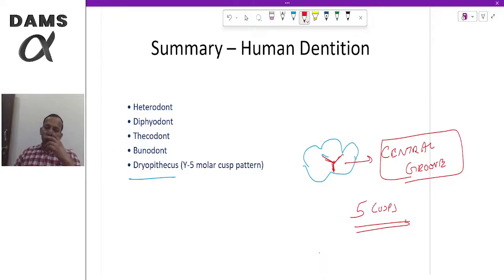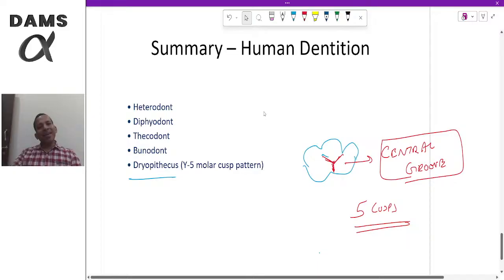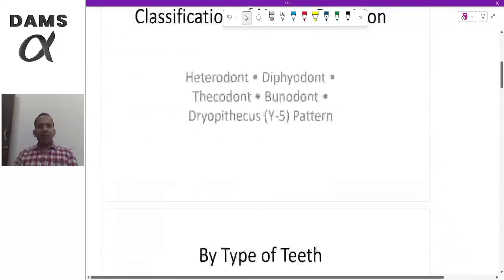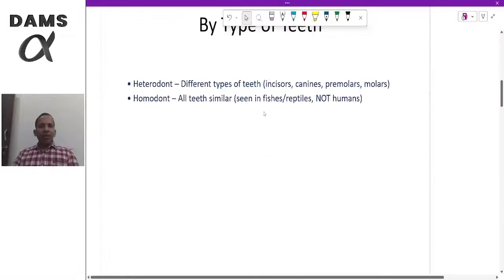Apart from that, अगर हम और classification पे जाएंगे, किस तरीके से हम dentition को classify कर सकते हैं, तो we can classify based on the different types of teeth present in the same dentition, number of sets, monophyodont, diphyodont, polyphyodont, right? Then we can classify it based on the shape of the cusp, and ड्रायोपैथिकस again is the shape of the cusp, be it molar or maybe you can say the occlusal anatomy. So I'll just tell you about it quickly, right?